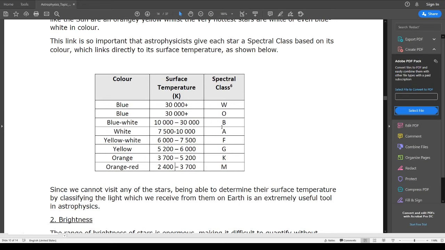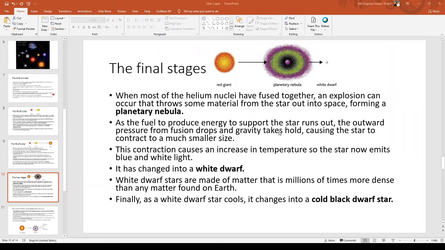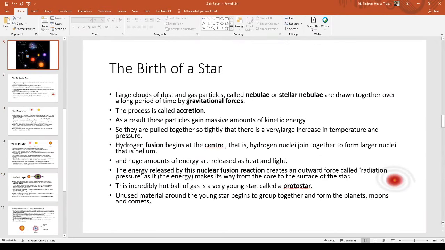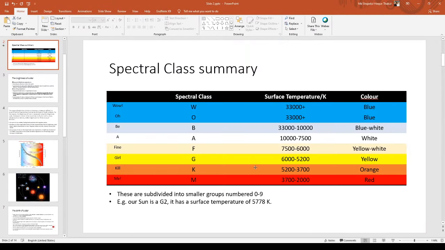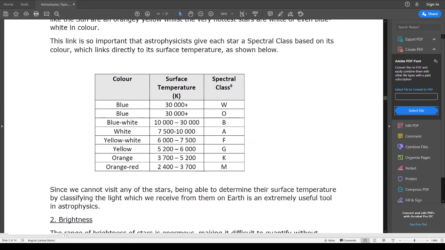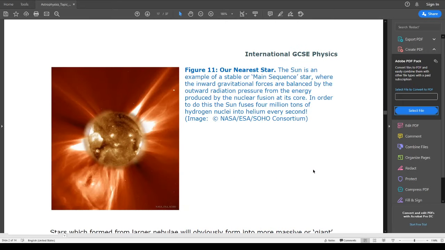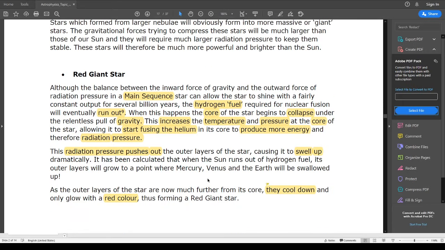Or as I showed you in my slide, this color chart, right? That is why a red giant is red, because it has a lower surface temperature. Okay, anyway, moving on. Now, that was up to last class. That was just a quick recap.